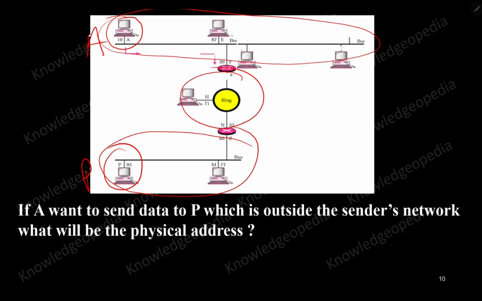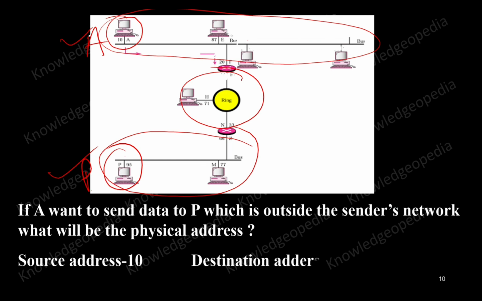What will be the physical address? So A wants to send to P. P is outside the network. What will be the physical address? In this case, what will be happening? The source address will be the physical address of the source, which is 10, and the destination address is the physical address of the device which is connecting to the outside network.